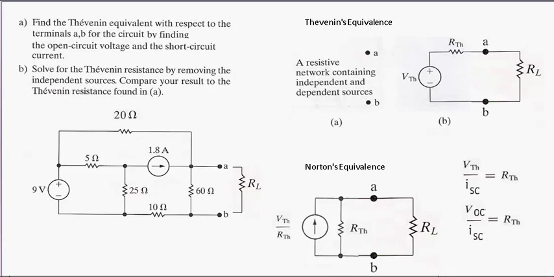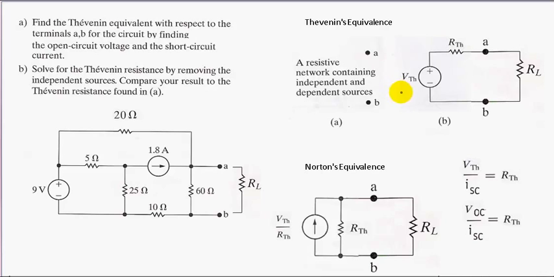Hello there. In this video, we're going to be talking about Thevenin's equivalence and Norton's equivalence. When using Thevenin's equivalence, we want to simplify a circuit of resistors and/or independent sources and replace it by its Thevenin's equivalence, where you have a voltage source, your V Thevenin, in series with your resistor, your R Thevenin, your equivalent resistance of this whole circuit.